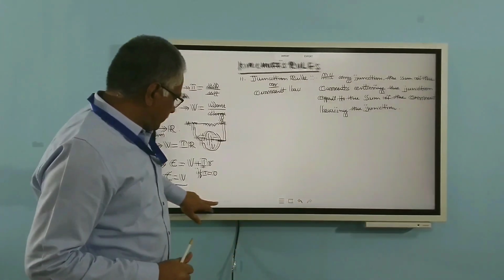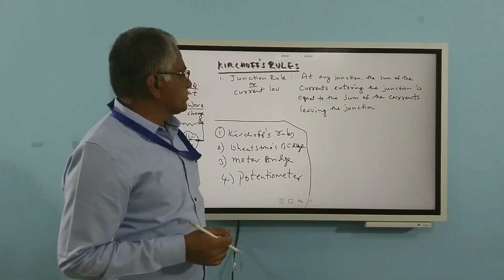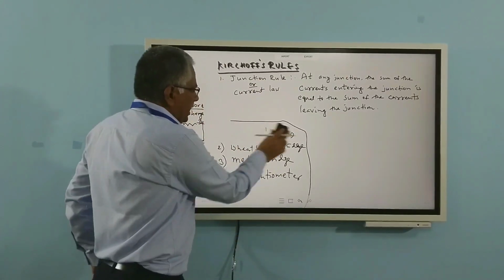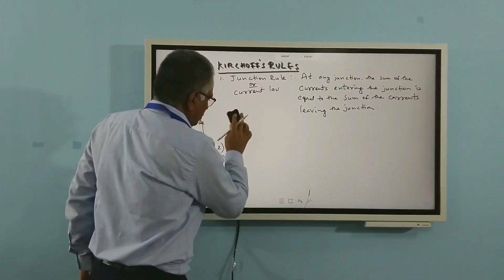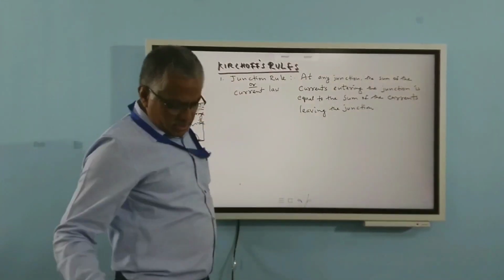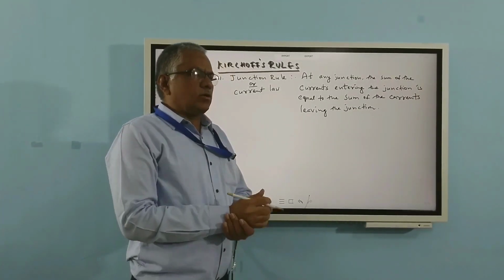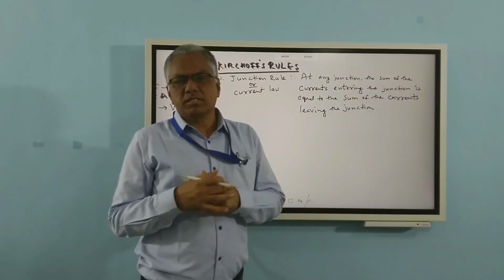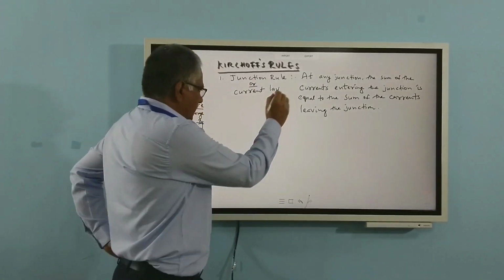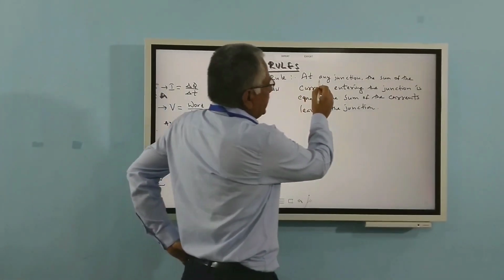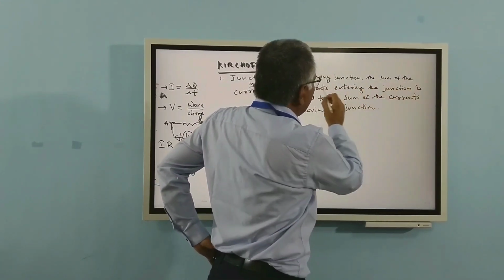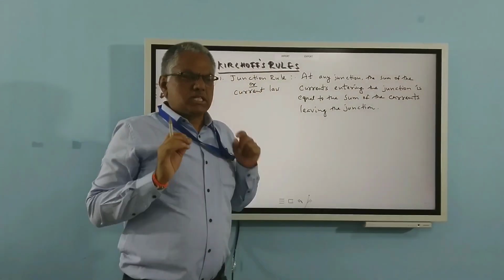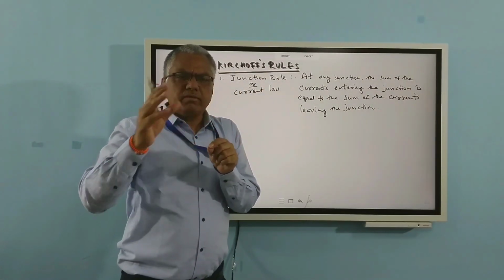Up to this we must know, to further study Kirchhoff's laws and other topics. Today, let us first see Kirchhoff's first rule, known as the junction rule or the current law. This is also known as the conservation of charge law. According to the law of conservation of charge, charge can neither be created nor destroyed; the total charge remains constant in a circuit. At any junction in the circuit, the sum of the currents entering the junction is equal to the sum of the currents leaving the junction. How much current enters the junction, the same amount of current will leave it.